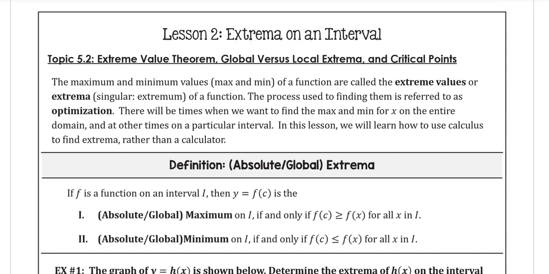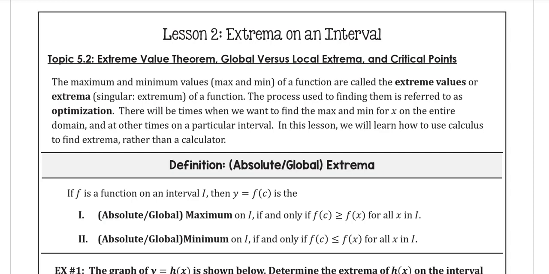This is part 1 of Unit 5, Lesson 2, Extrema on an Interval. So we're going to start with the topic of the extreme value theorem. We're going to discuss global versus local extrema, and we're going to formally introduce the idea of critical points in this section. So the maximum and minimum values are called the extreme values or extrema.